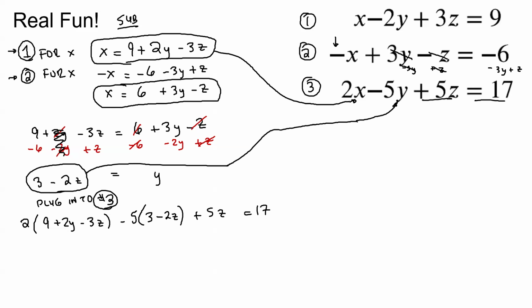Let's tidy up here. When I distribute here, 2 times 9 would be 18. 2 times 2y would be 4y. 2 times negative 3 is negative 6z. We're distributing on this second one here. Negative 5 times 3 is negative 15. And negative 5 times negative 2z would be positive 10z. I'm adding 5z and I'm getting 17.